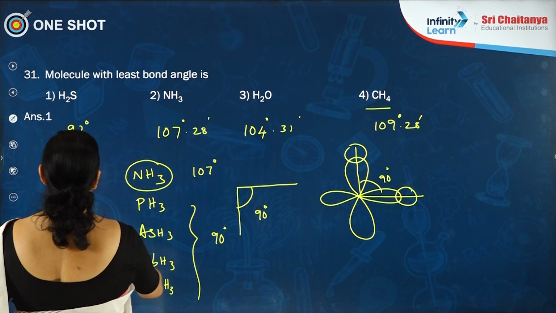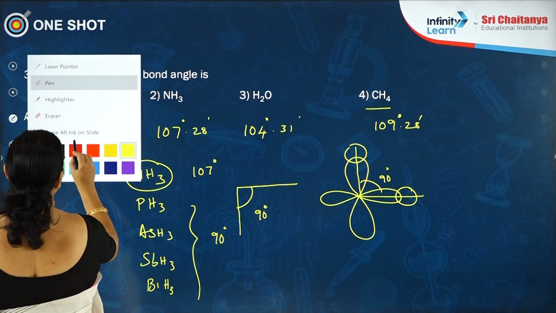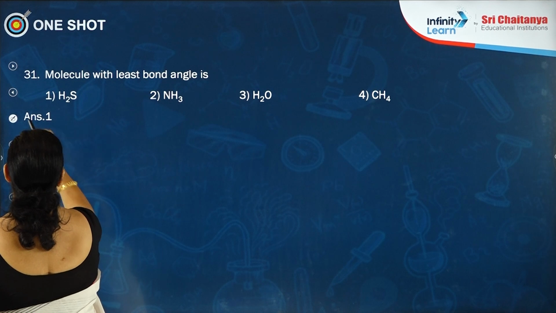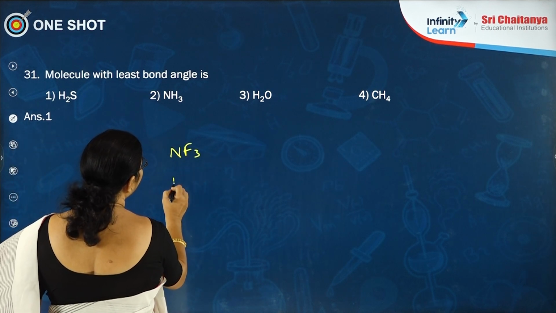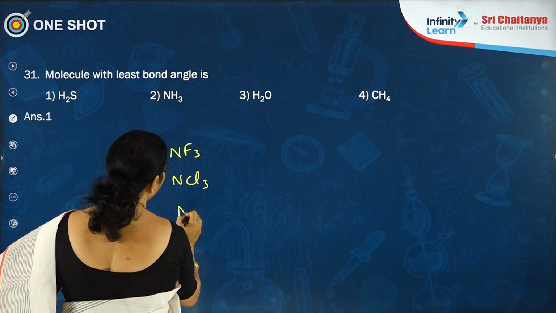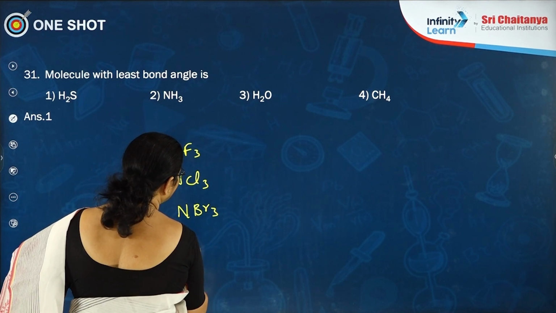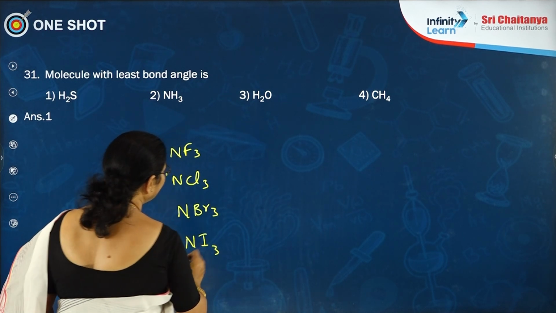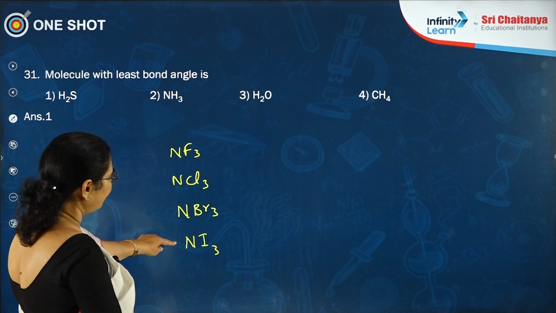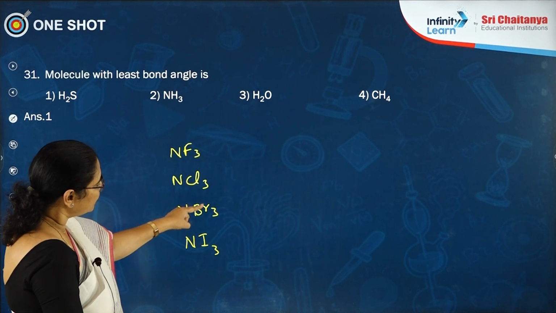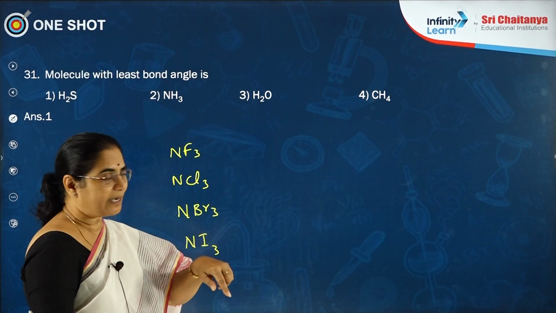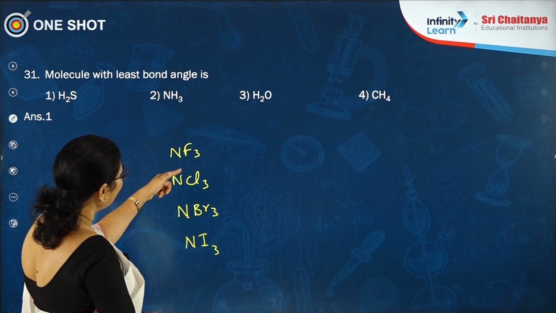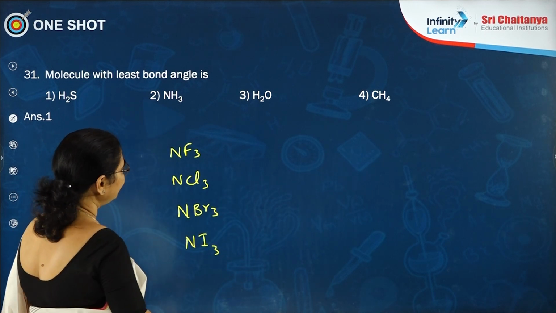Next one, suppose if you take NF3, NCl3, NBr3, NI3. Now look at all these examples. Here central atom is same, but bonded atoms are different. In the previous case, bonded atom same, central atom different. Here bonded atoms are different, central atom is same.